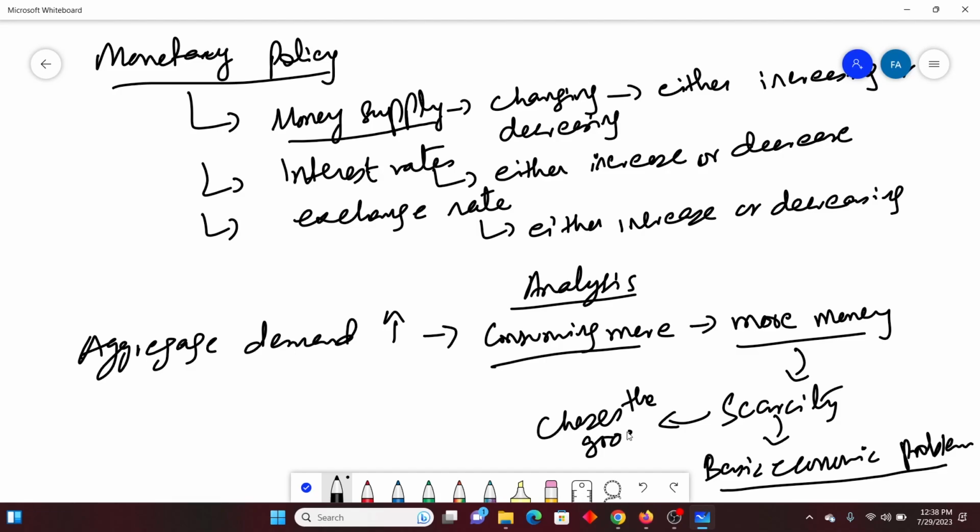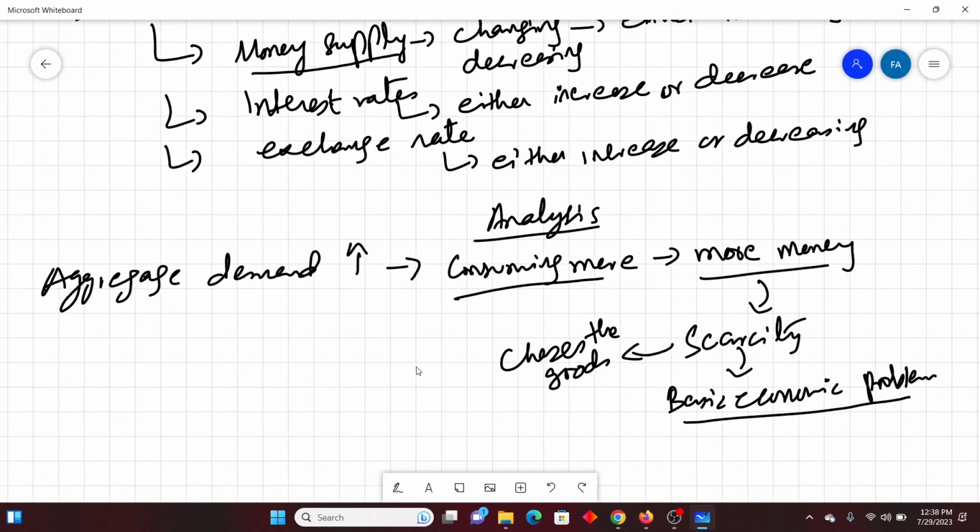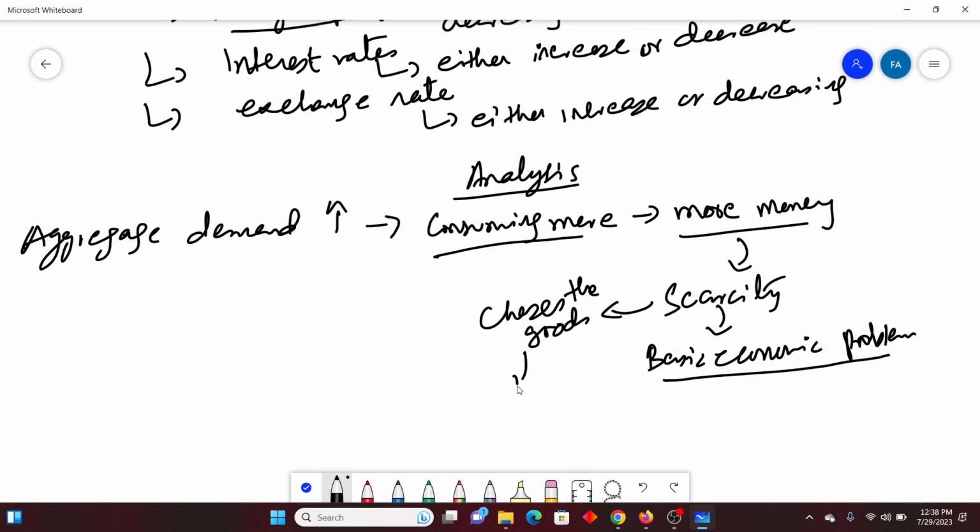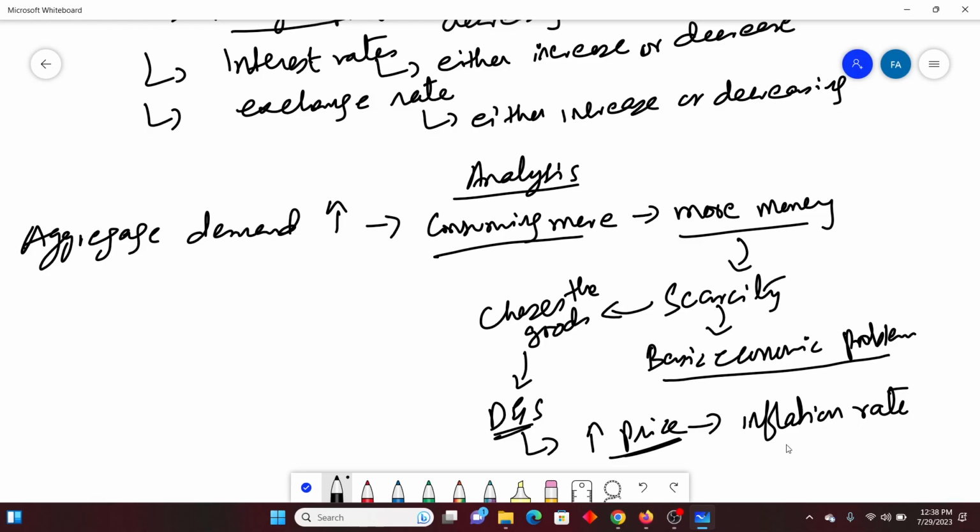So what happens? The supplier is observing an increased demand, and in the demand and supply chapter, we have learned that when something is in scarcity, we increase the price. So the price of the goods increases, and ultimately the inflation rate increases. Again, we haven't done the chapter on inflation, but when we start it, I'll tell you further more about these things.